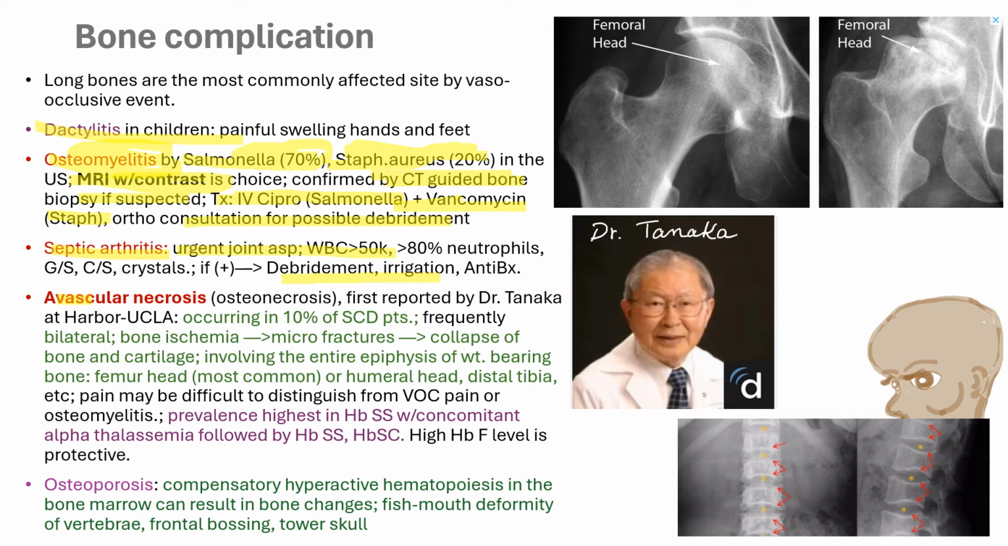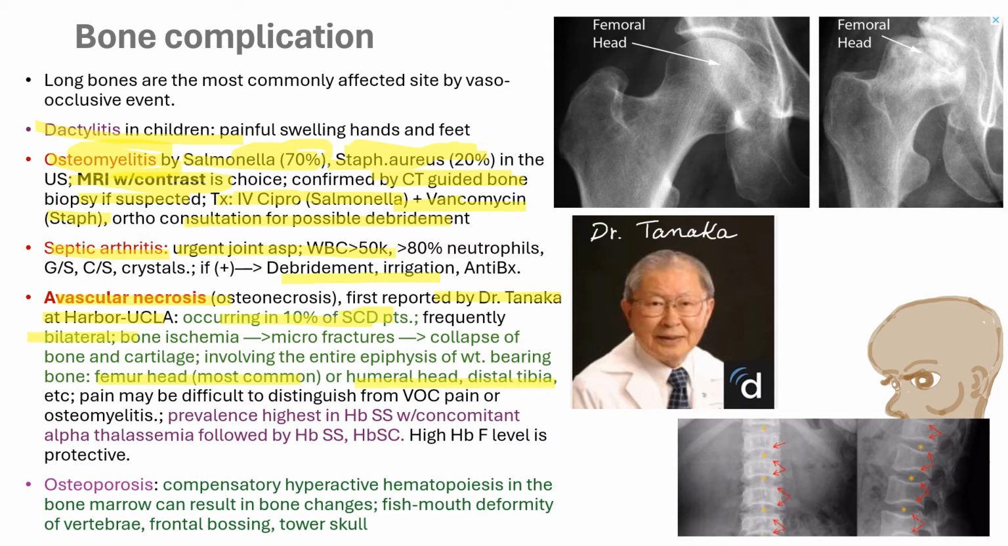Avascular necrosis is a very important complication occurring in sickle cell disease. It was first reported by Dr. Tanaka at Harvard UCLA, who was my professor and my boss when I was doing a fellowship at Harvard UCLA. Occurring in 10% of sickle cell disease, frequently bilateral, occurring in the weight-bearing bones like the femoral heads, most common, the humeral head and distal tibia.